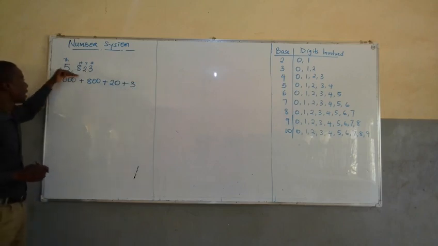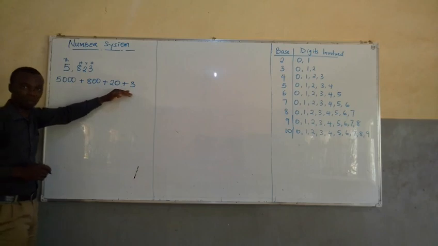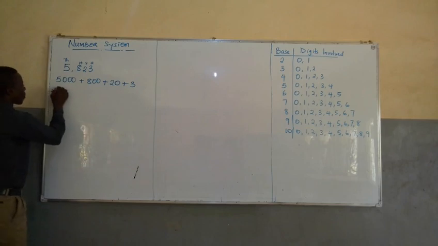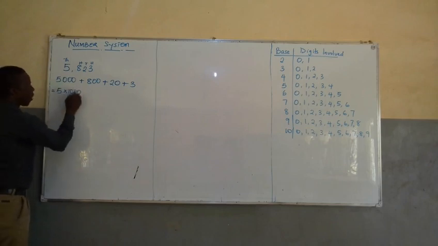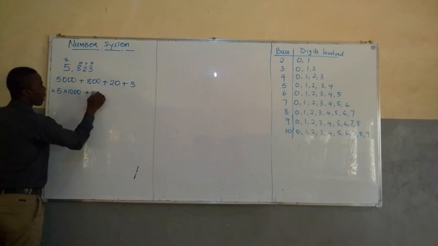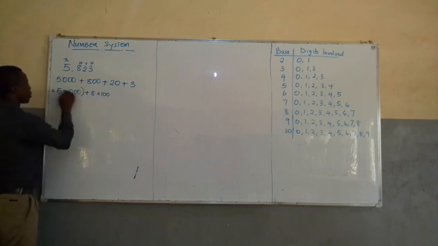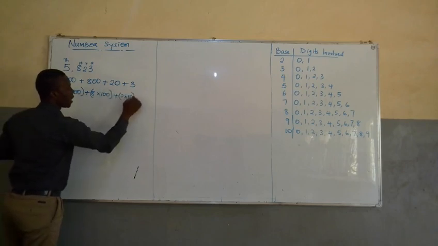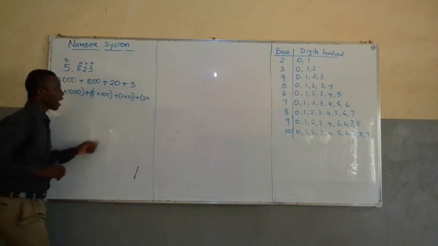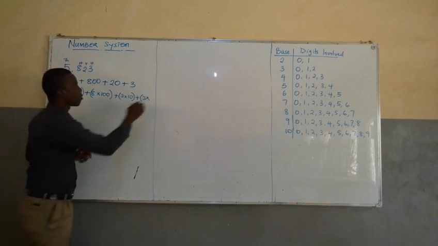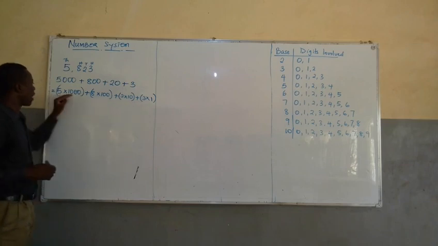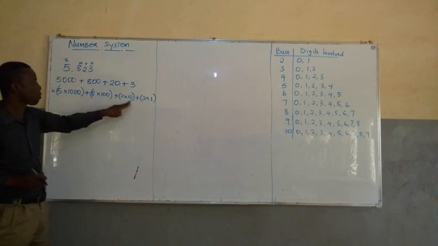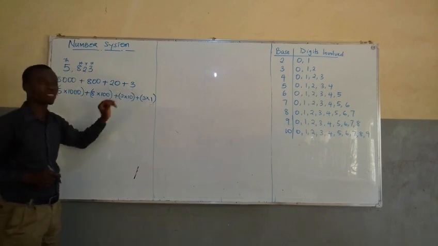So you can see that this number can be expanded this way. Now I can also expand it further or write it in another way, such as this. I could say this is same as saying 5 times 1,000 plus 8 times 100. I could put this in brackets to make it easier. Plus 2 times 10, and then plus 3 times 1. So I have 5 times 1,000, same as 5,000. 8 times 100, same as 800. 2 times 10, same as 20. And then 3 times 1, same as 3.